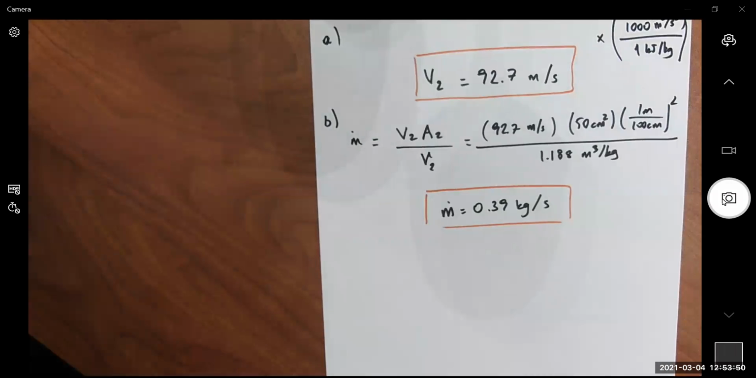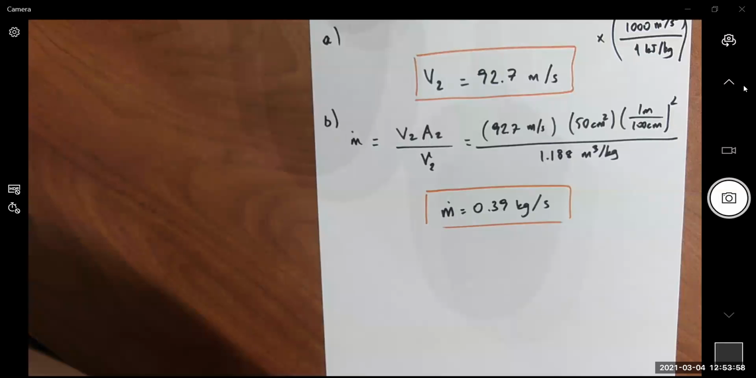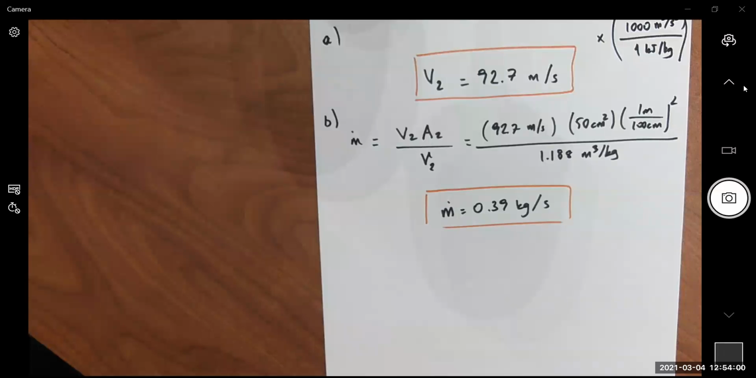Any questions? So when you're getting values like the specific volume, you got that from the tables. Tables.